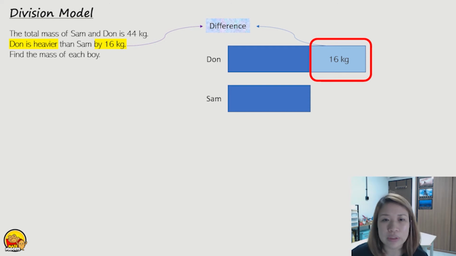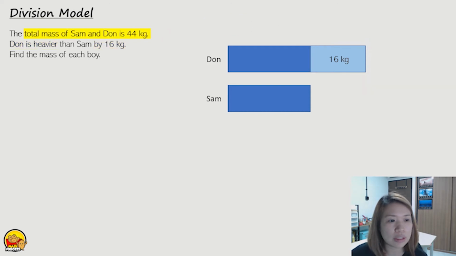Now let's look at the other clues in the question. They tell us that the total mass of Sam and Dawn is 44 kg. So I can put the total right here. Okay, the two of them weigh 44 kg. And the question wants us to find the mass of each boy, meaning we need to find Dawn and we need to find Sam.